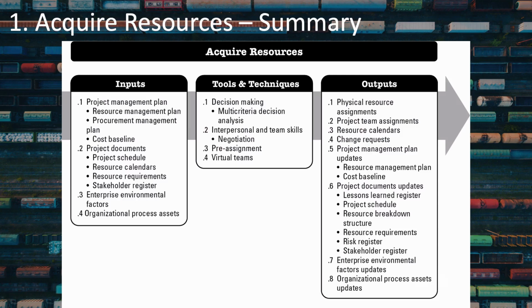The main inputs to this process are your resource requirements, combined with resource calendars and your project schedule, so that you can see which resources may line up with your needs. And you'll need to do this following the rules of your resource management plan and in coordination with your procurement management plan. And to make some of these difficult decisions, you may want to use tools and techniques such as multi-criteria decision analysis. You'll certainly need negotiation skills. Some resources may be pre-assigned, and virtual teams can be used for your project. This is the end of Part 1.